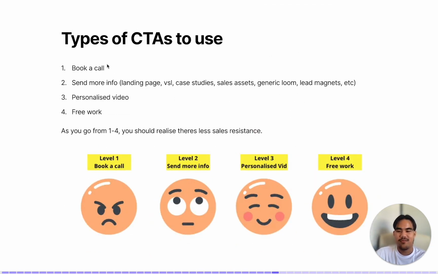So yeah, the 4 different types of CTAs to use are 1, book a call, 2 is send more info, 3 is a personalized video, and 4 is free work. So as you go from 1 to 4, you should realize that there is less sales resistance. Obviously, doing free work, you're trading your time, and it's a lot harder to fulfill. Whereas book a call is quick and easy. You can just send them to a calendar link and book a call. And as you move up, there's less sales resistance. So you want to test out all of these, but the end goal is obviously to book a call.